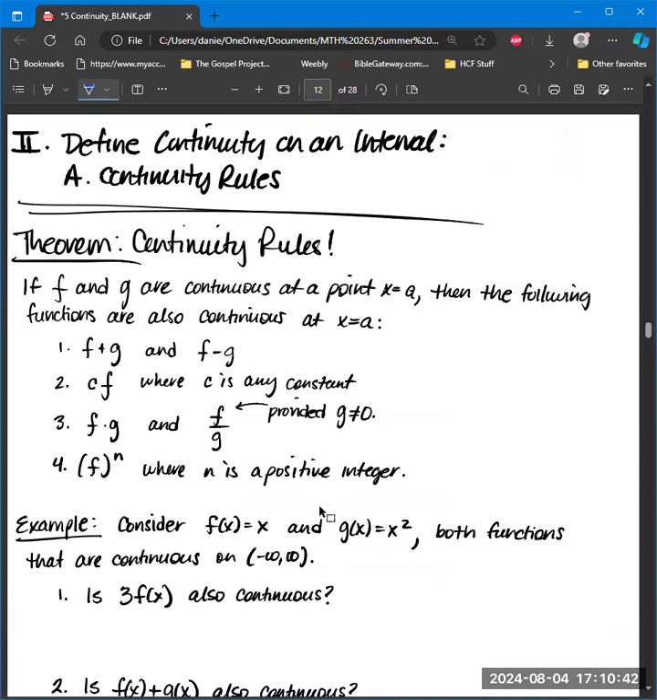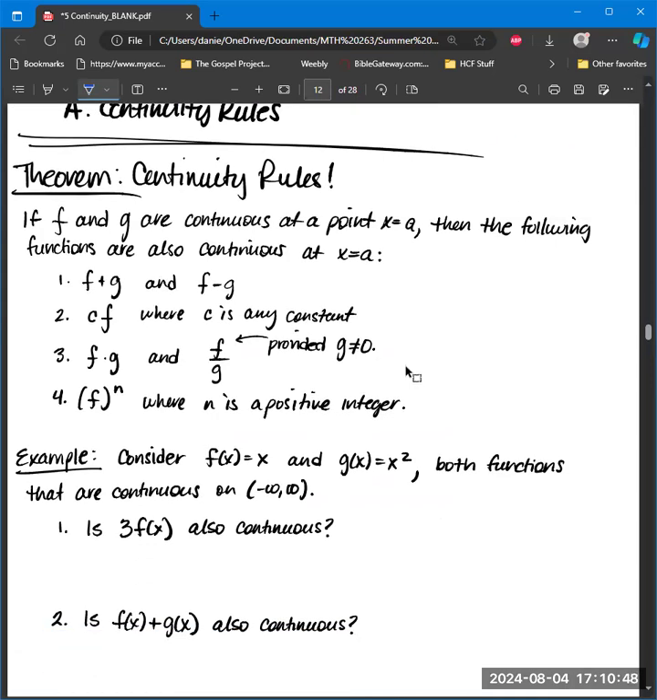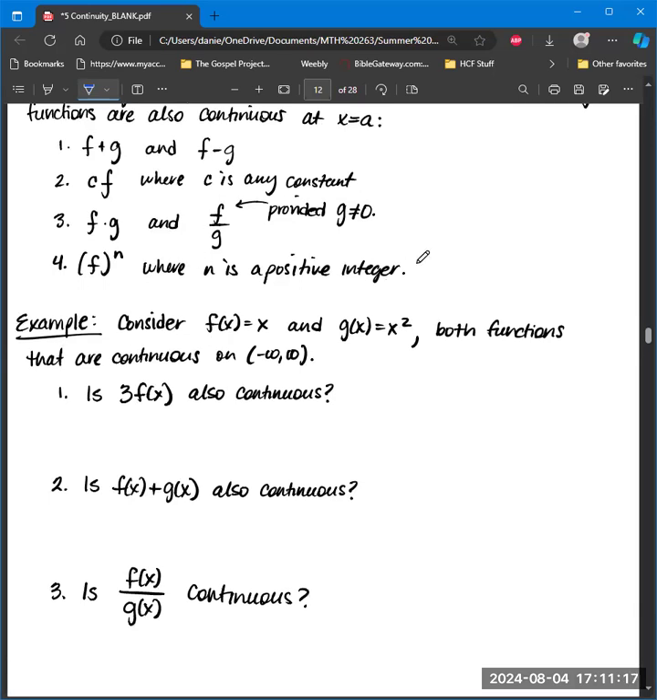Let's define continuity on an interval using continuity rules. If f and g are continuous at a point x equals a, then the following functions are also continuous at x equals a. The sum f plus g and f minus g will be continuous. A constant times f, where c is any constant, will be continuous. The product f times g and the quotient f divided by g will be continuous provided that g is not equal to 0, and f to the n, where n is a positive integer, not a negative integer, will also be continuous. Those are rules of what we know.